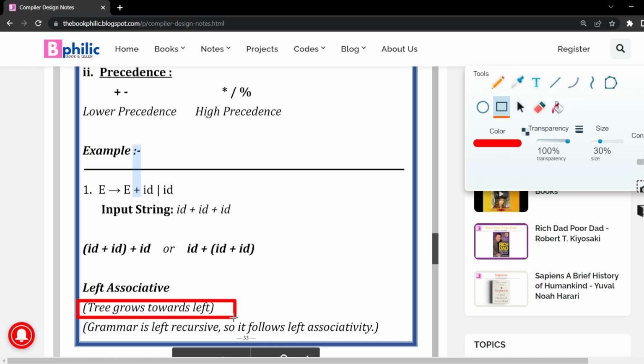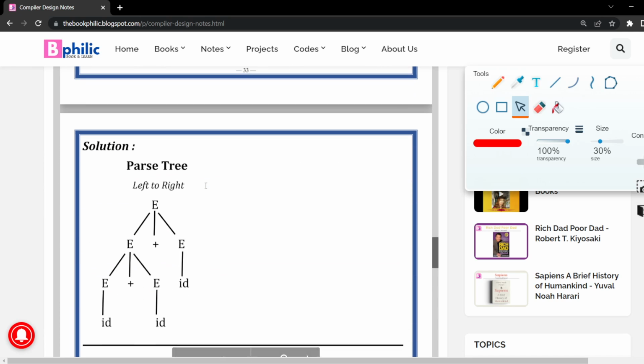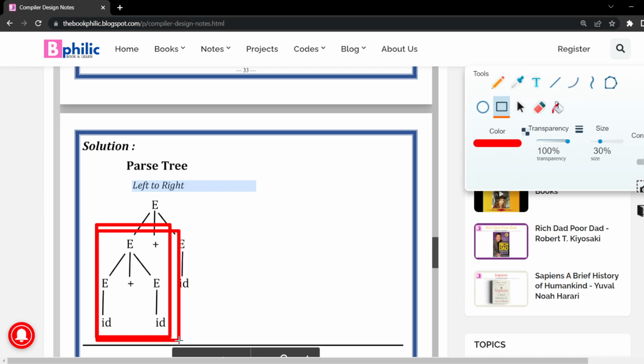The tree grows towards the left in case of left associative, and the grammar is left recursive, so it follows left associativity. This is the most important point that you have to take care of, in order to make yourself understand. So now we are creating the parse tree from left to right. What we have written in our point is that the tree grows towards the left. So here is the growth of the tree, towards the left position. That's why it is a left recursive grammar and a left associative grammar as well.